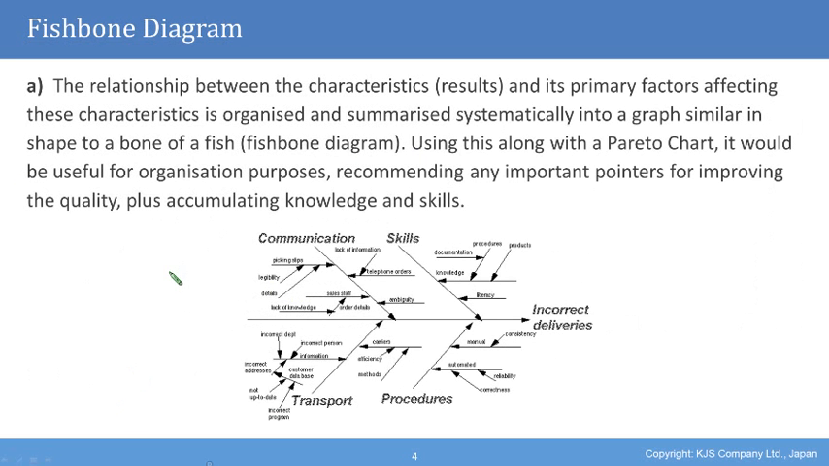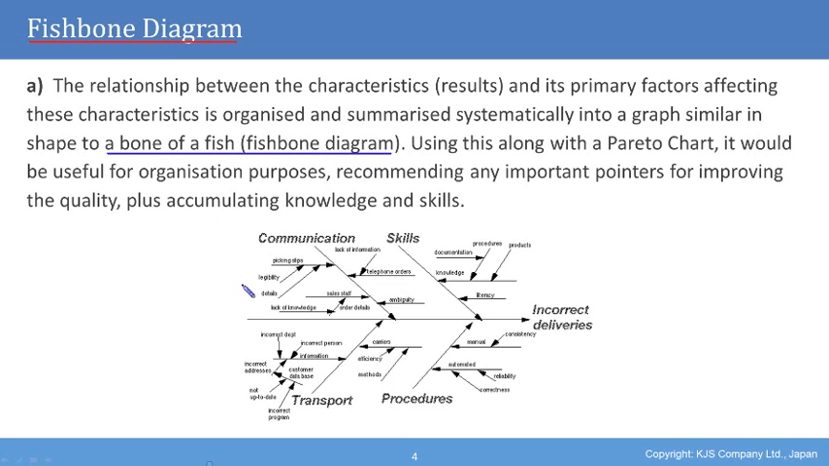The answer in option A was describing something called a fishbone diagram. The relationship between the characteristics and its primary factors affecting these characteristics is organized and summarized systematically into a graph similar in shape to a bone of a fish. Hence the name fishbone diagram. Using this along with a Pareto chart, it would be useful for organizational purposes, recommending any important pointers for improving the quality plus accumulating knowledge and skills.